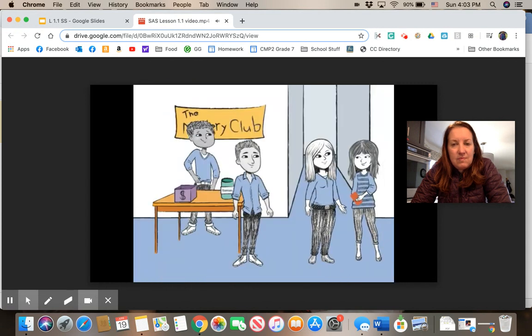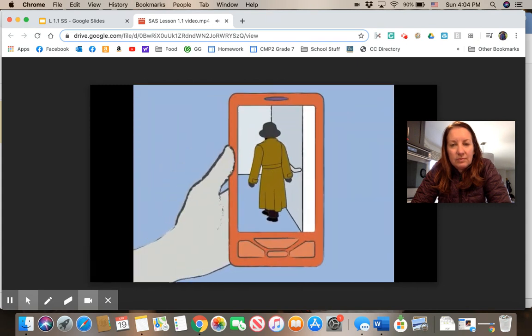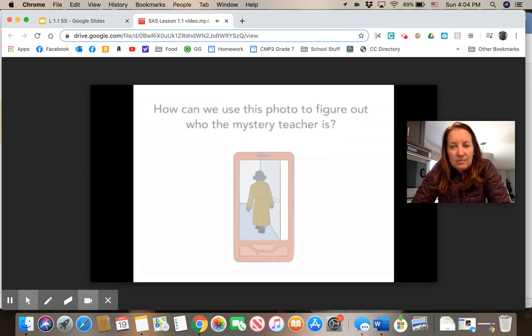Hey guys! You're late. And we need to start searching for the mystery teacher. Don't worry, I already have the first clue. Check out what I captured on my phone. Fantastic catch. You got a picture of the mystery teacher. I see clues already. Absolutely! This information eliminates a lot of teachers. How can we use this photo to figure out who the mystery teacher is?